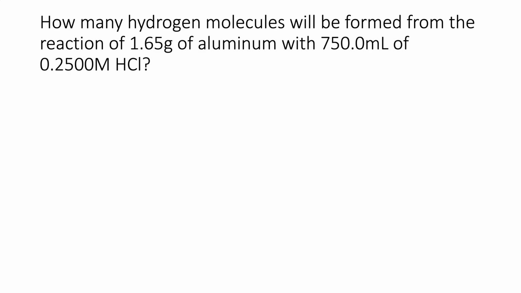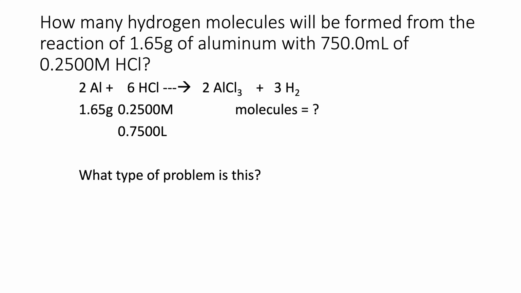All right, so this one's a little bit different. Let's write out the balanced equation. And let's write the information about each thing by that substance. So these steps are extremely helpful. Right? I have 1.65 grams of aluminum. For the hydrochloric acid, I have 0.25 molar and that many liters. And I want to find molecules of the hydrogen.